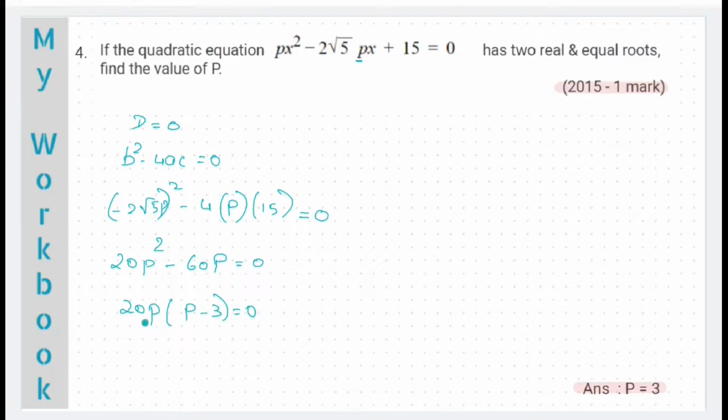So it's a product of factors. Two factors are there. We can equate 20p to 0. So p will be 0, or p minus 3 is 0. P is equal to 3. So this is the value of p for which the quadratic equation has real and equal roots.